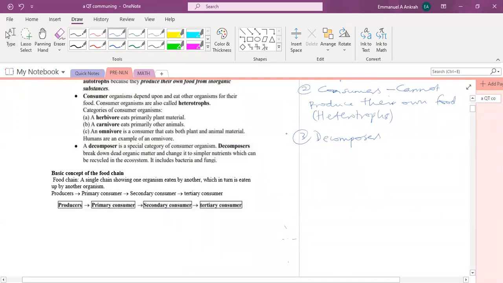Right. Now let's talk about the concept of the food chain. Now, the food chain, this is a single chain showing all organisms eaten by another, which in turn is eaten up by another organism, right? So it's a diagram that shows the feeding relationship, right? And this is how it looks like. So the food chain. Know the food chain very well, you know. The questions on food chain are not difficult to answer.